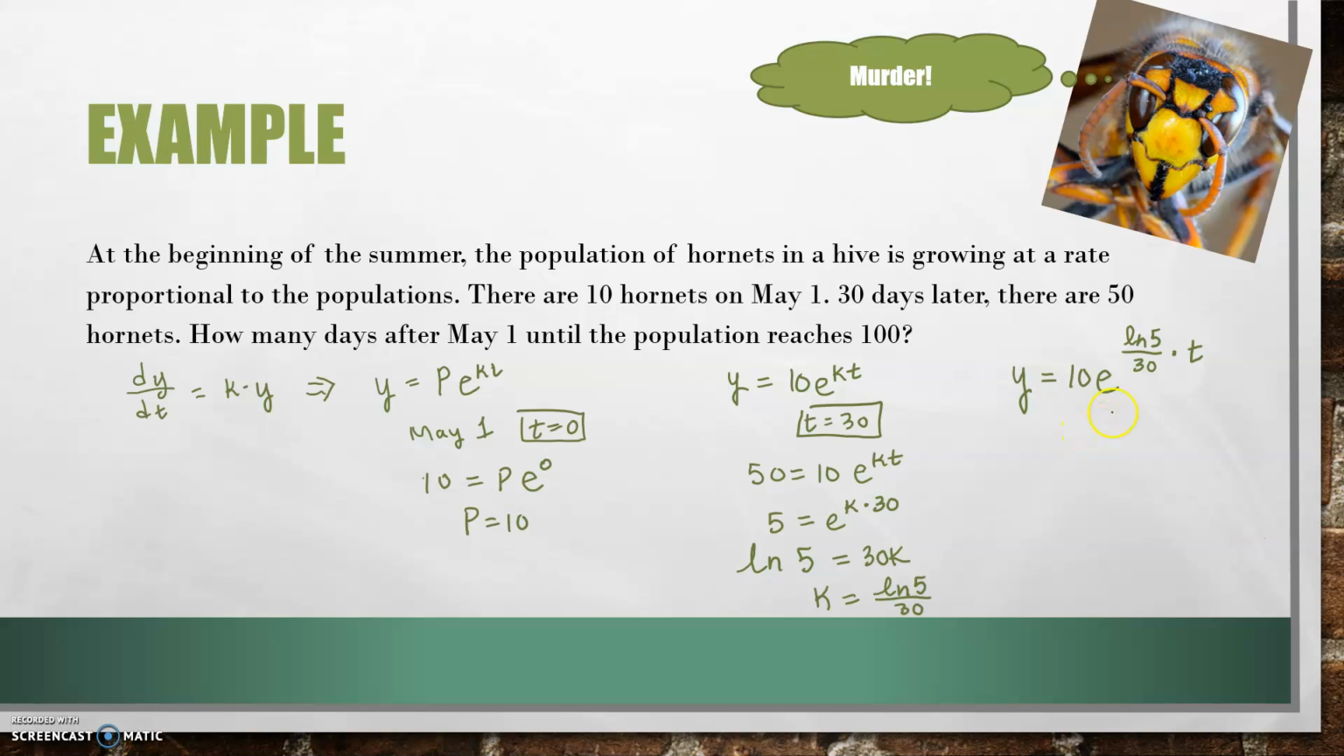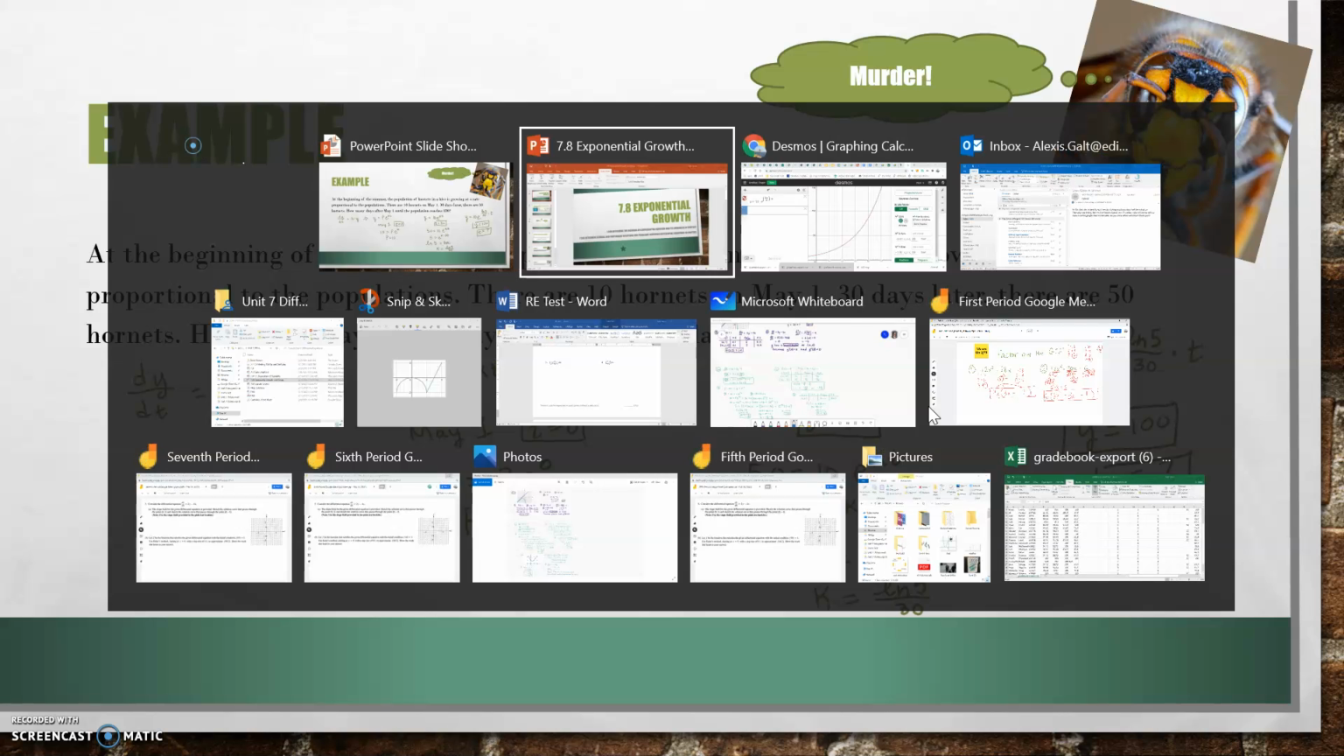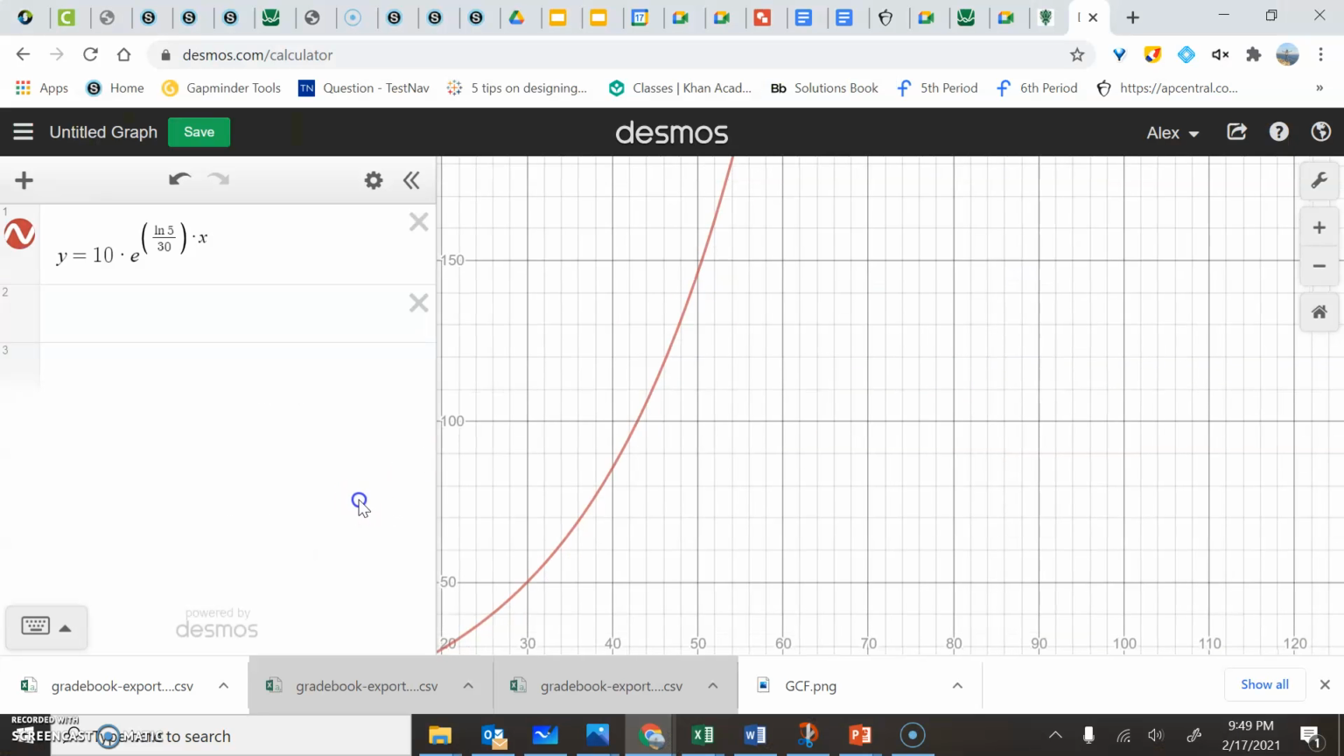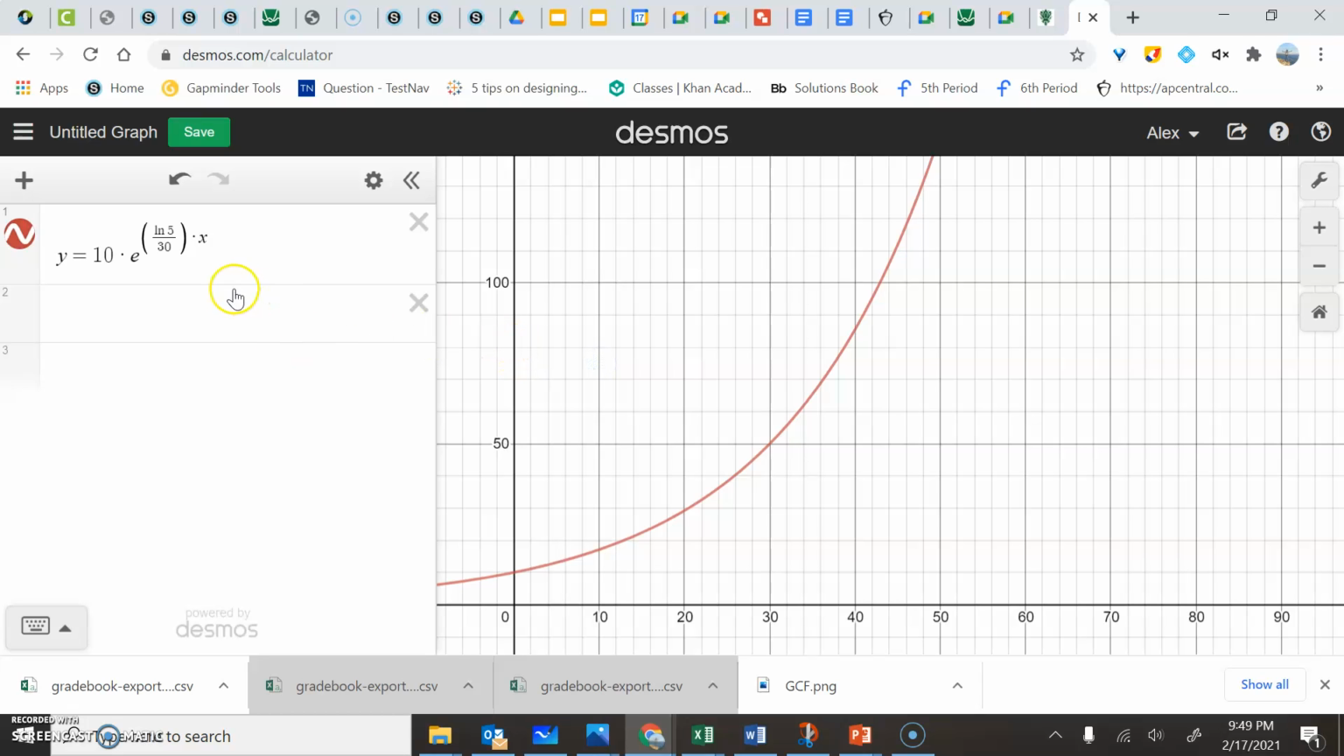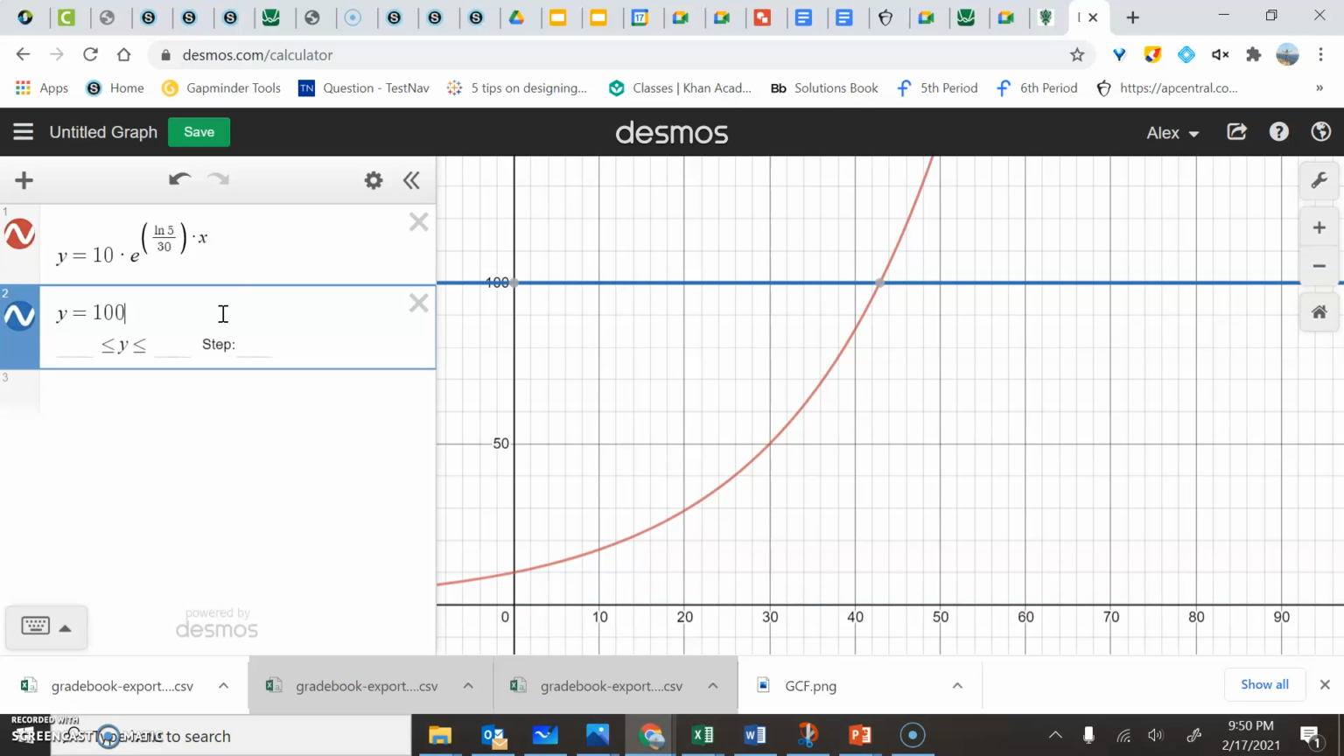And how many days until the population reaches 100? So I want to figure out, y equals 100, what does t equal? And this is a graphing calculator question. So I'm going to let you grab your graphing calculator and find that solution. I will also do it, but I don't have a graphing calculator at home, so I'm going to use Desmos. So we have here's the equation, and then we have a second equation, which is y equals 100, and we find out where those two equations cross, and it looks like it's 42.92 days.